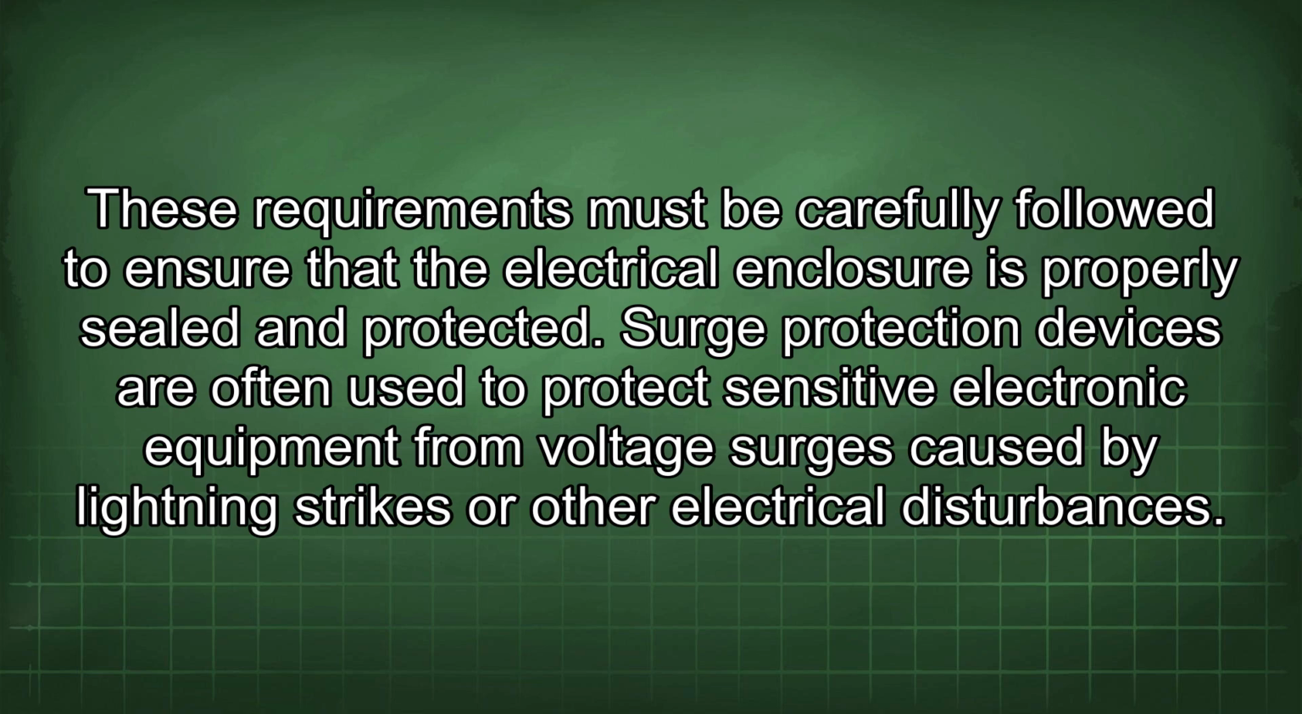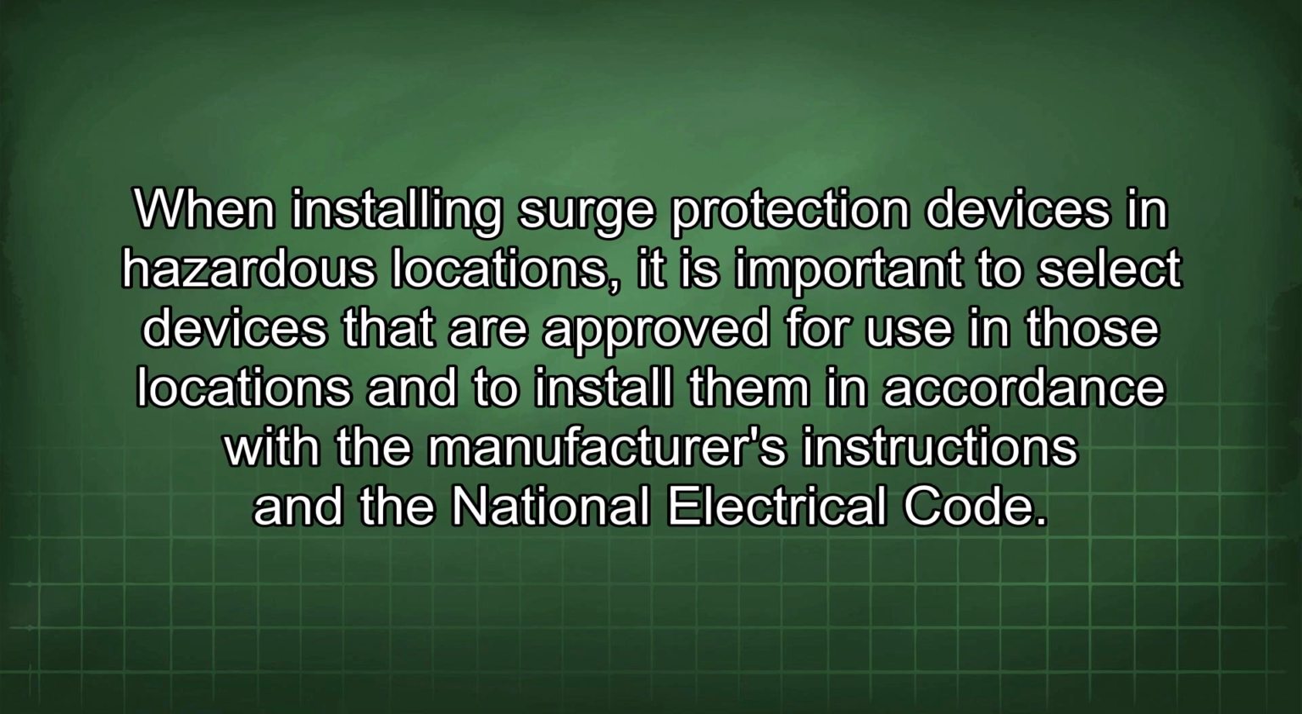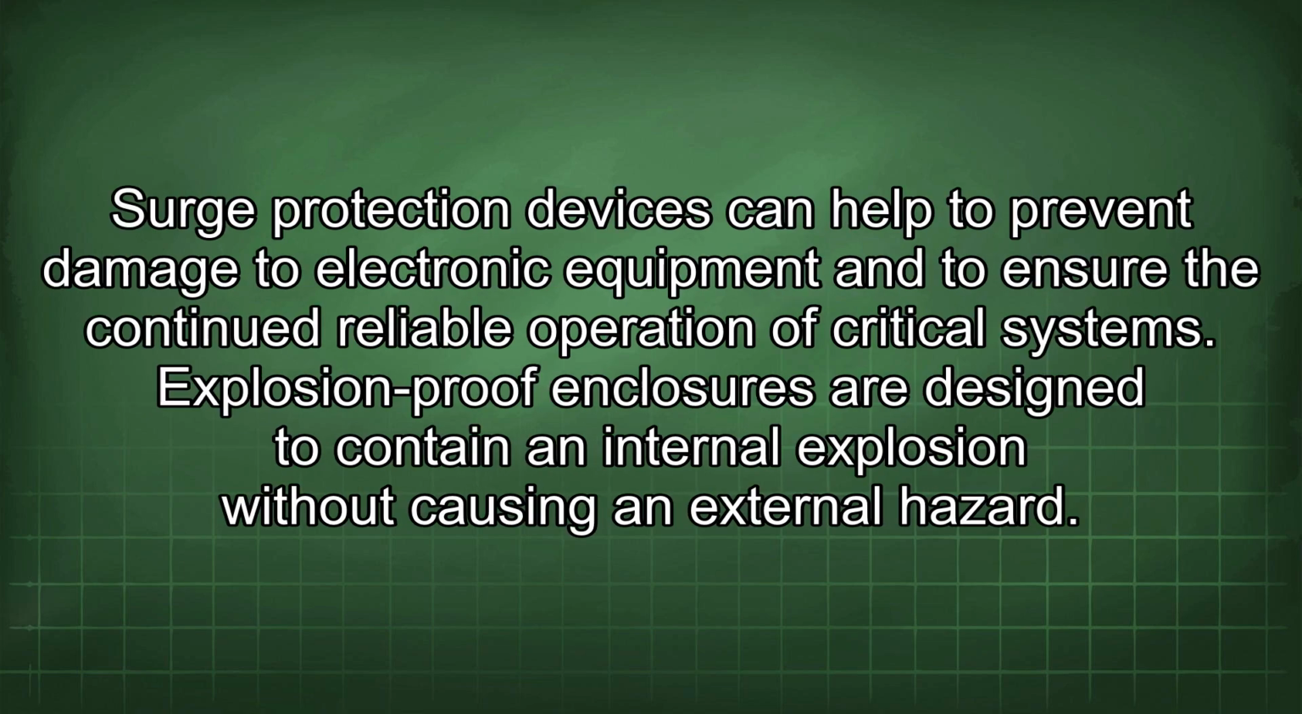Surge protection devices are often used to protect sensitive electronic equipment from voltage surges caused by lightning strikes or other electrical disturbances. When installing surge protection devices in hazardous locations, it is important to select devices that are approved for use in those locations and to install them in accordance with the manufacturer's instructions and the National Electrical Code. Surge protection devices can help to prevent damage to electronic equipment and to ensure the continued reliable operation of critical systems. Explosion-proof enclosures are designed to contain an internal explosion without causing an external hazard.